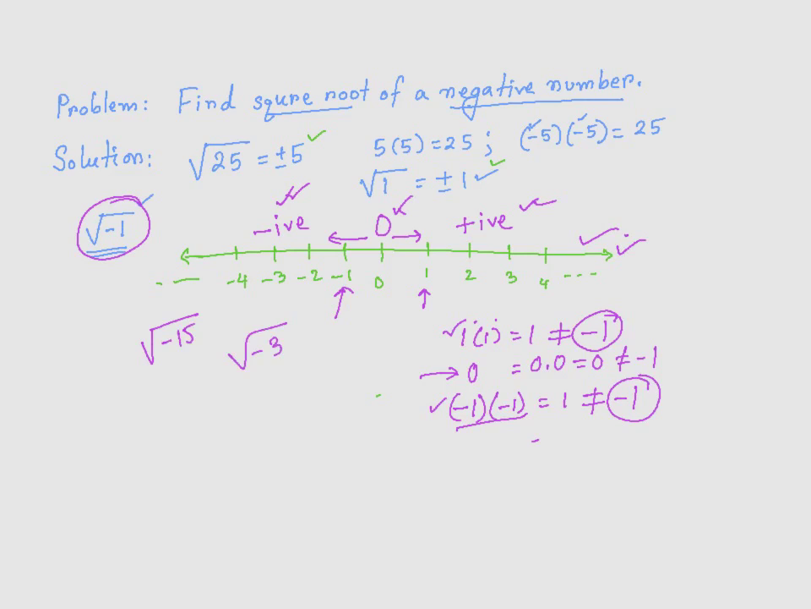Since it doesn't exist on this number line, which we happen to call the real number line, we have given this square root of negative 1 a special name. We call it i, for imaginary number. So i is the imaginary number, with the special value square root of negative 1. We will talk about these imaginary numbers in other sections, but this is just a quick intro to imaginary numbers.